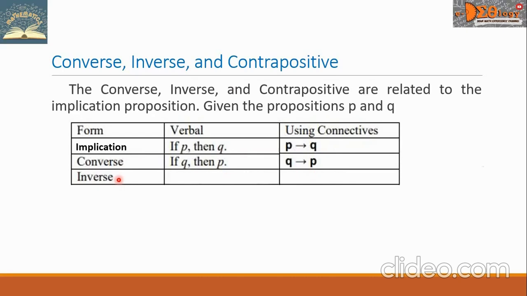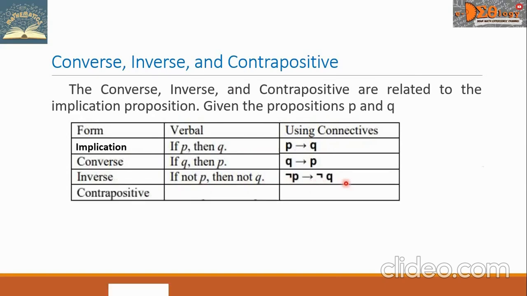The inverse here is written as if not P, then not Q. In symbol, this is not P implies not Q. The contrapositive is if not Q, then not P. In symbol, not Q implies not P.